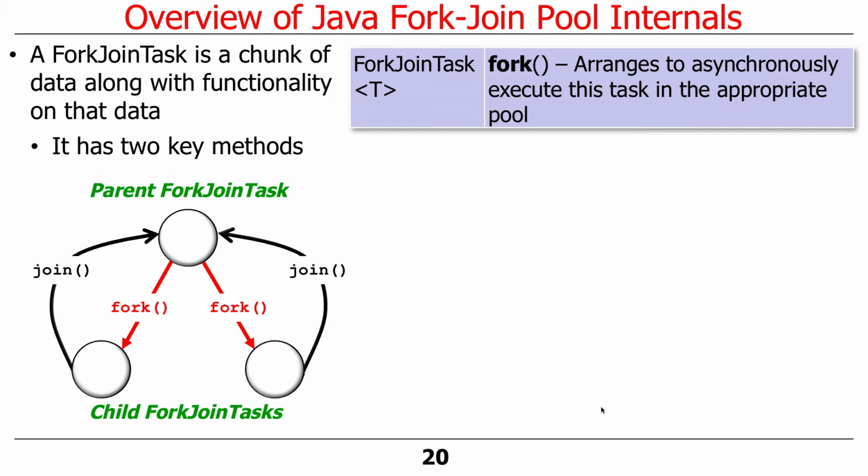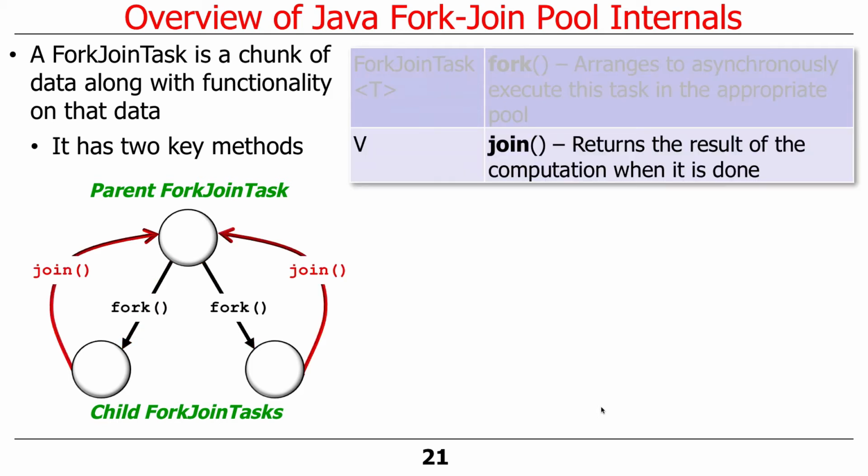And you can see here, a parent ForkJoin task can recursively spawn a bunch of child ForkJoin tasks by forking them. And then at some point, after you've forked them all off, and they're all running or getting ready to run, you can no longer make any progress until all your subtasks have finished. So now you're going to have to wait for them to finish. And the way you wait for them to finish is by calling join. And what join does is it returns the result of the computation when the computation is done.